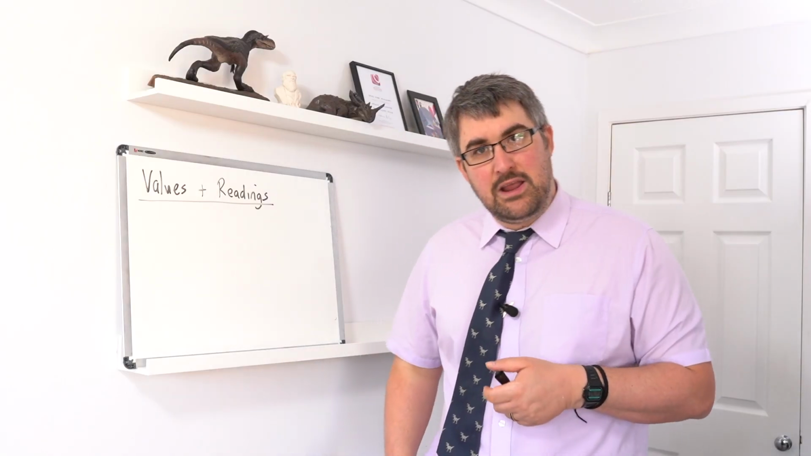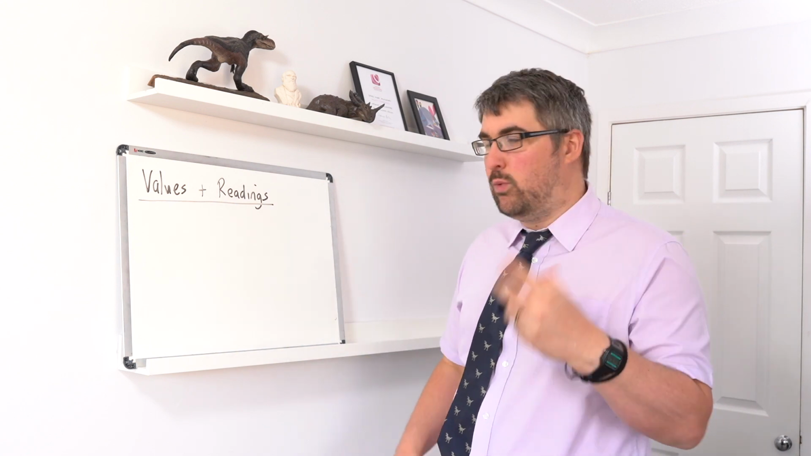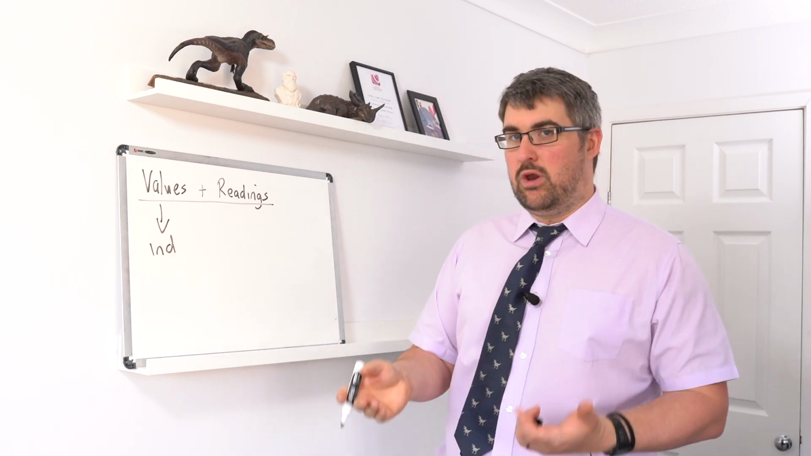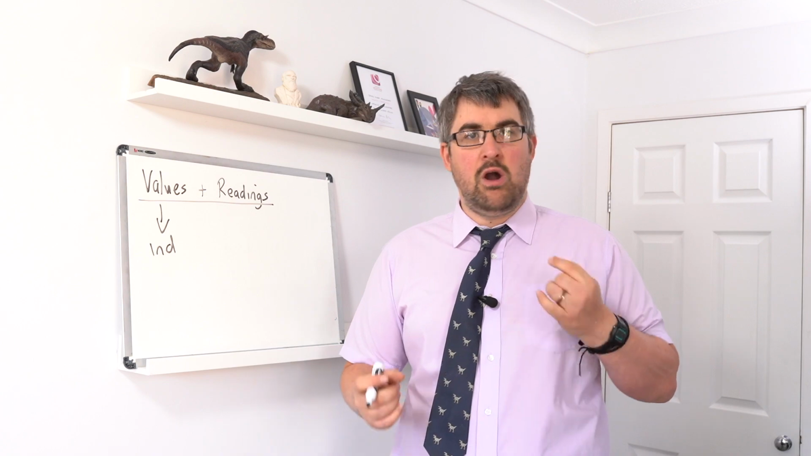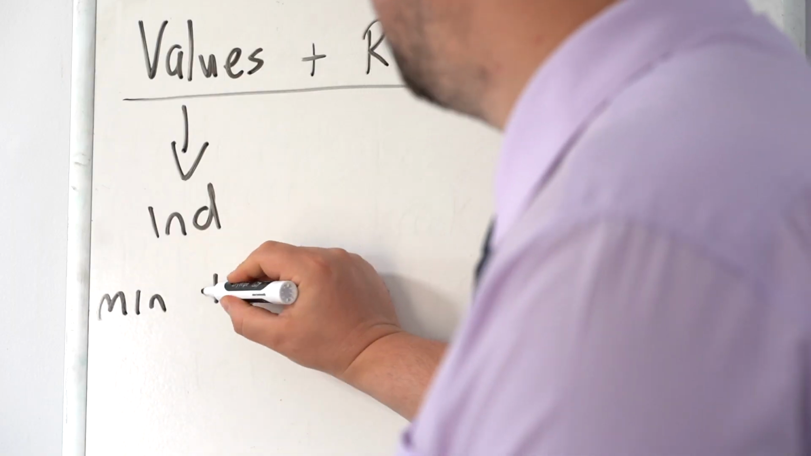Okay, so let's look at values and readings then. I consider values linked with your independent variable. These are things that you're going to measure when you're setting up your independent variable, and you've got to consider what your range is going to be. What is your min and max going to be?